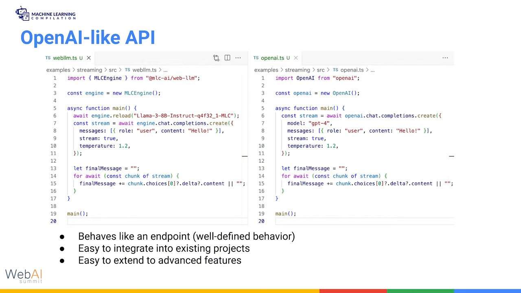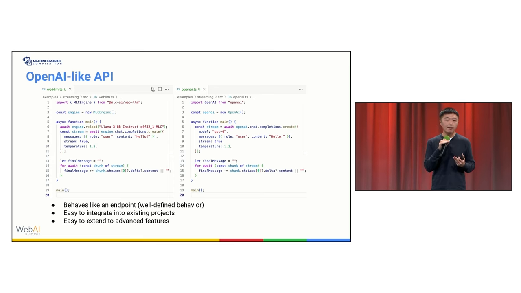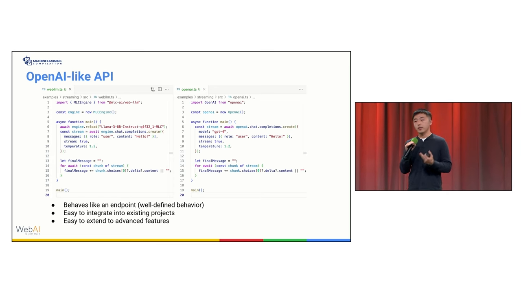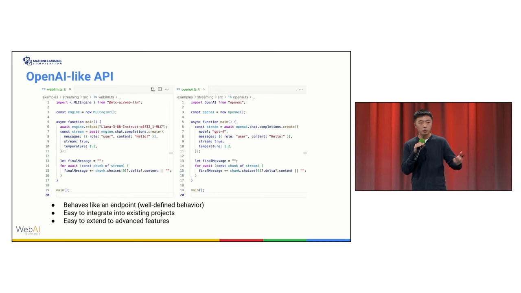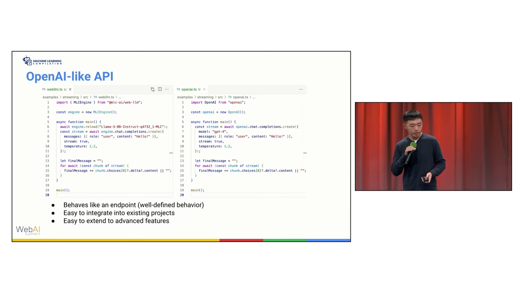As we can see, the API of WebLLM is almost identical to OpenAI's, despite the fact that OpenAI is an API that runs everything in the cloud. There are several reasons for such a design. First of all, we want it to behave like an endpoint such that the behavior is easier to well define. It's JSON in, JSON out, you get what you expect. Another is that it's easy to integrate into existing projects, because the OpenAI API is very well adopted, not only by OpenAI, but also by many other LLM inference engines. And also, it's easy to extend to more advanced features that are not just language generation. I'll go through some examples of such features.